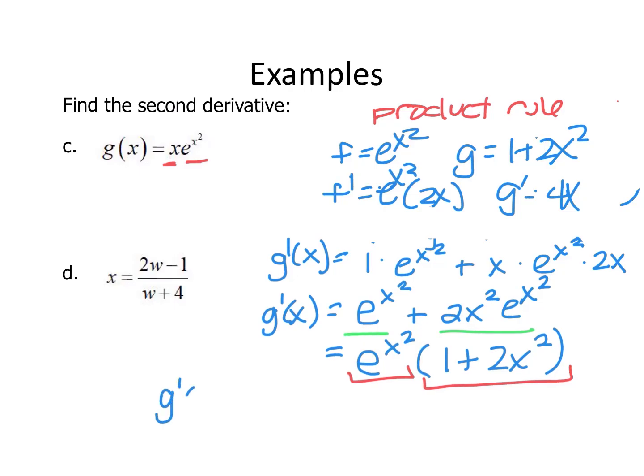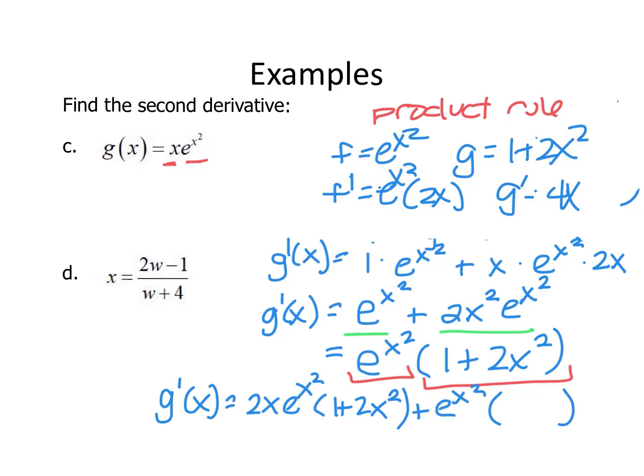So let's go ahead and write our derivative. So we're going to have f prime, that's going to be 2x e to the x squared, times g, which is 1 plus 2x squared, plus f, that's e to the x squared, times the derivative of g, which is 4x.